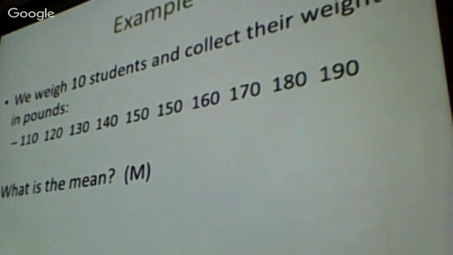So here's an example. This is weight in pounds of a bunch of people. We have 1, 2, 3, 4, 5, 6, 7, 8, 9, 10 people. The mean is going to be, add them all up, divided by 10, we get 150. Convenient.